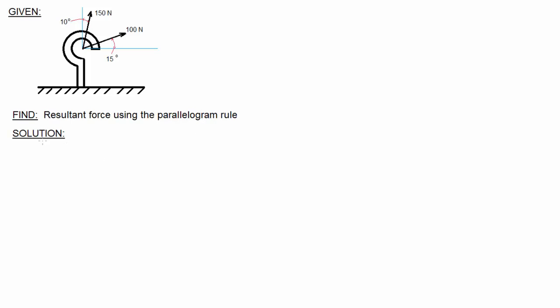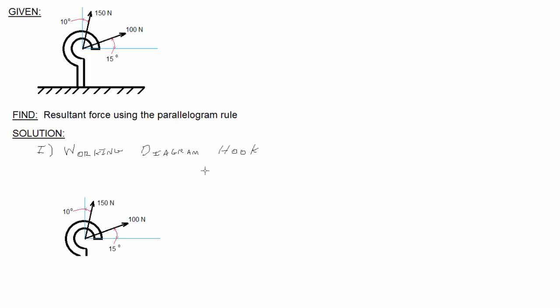The first step here is to start with a working diagram. In your working diagram, the first thing that you need is a sign convention. The sign convention determines which way is positive y and which way is positive x. Second of all, you need to label all your forces.